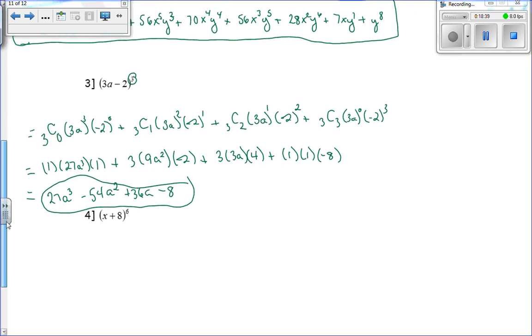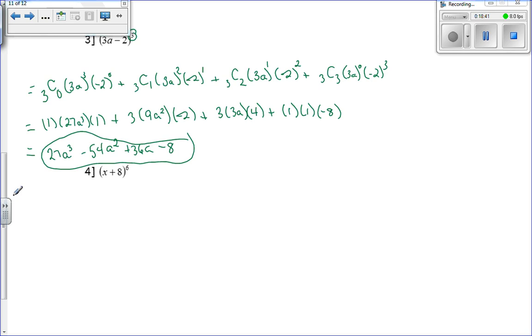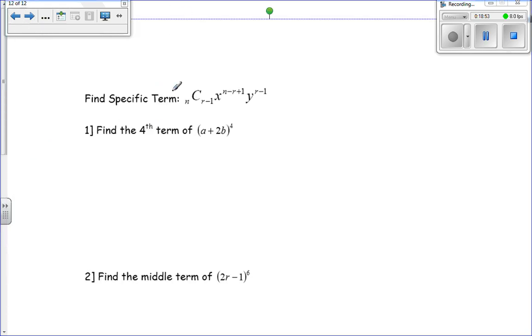We are actually going to skip number 4 because it's just repetitive. And we can always expand anything out the entire way, or we can find just specific terms. Now there is a formula. I don't think it's worth memorizing the formula. I actually think it's easier just to kind of figure it out. So find the fourth term of a plus 2b to the fourth power.